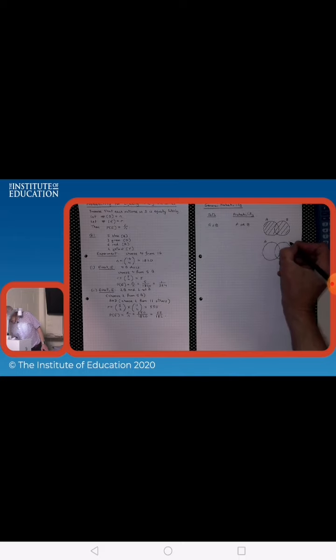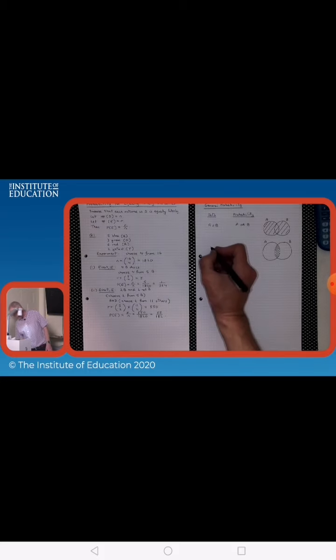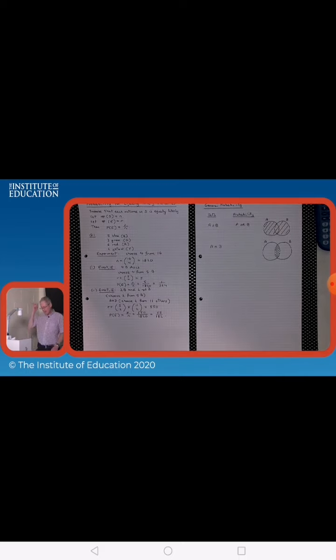is if we take 2 sets or 2 events, and what name would we give to that region there? Well, that region there, as I'm sure you remember from junior cert, is called A intersection B. But what do we call that region there in terms of probability?